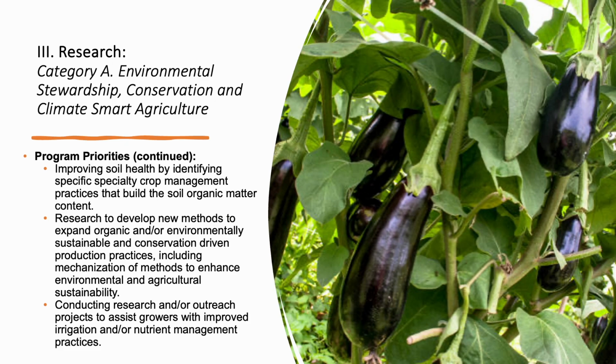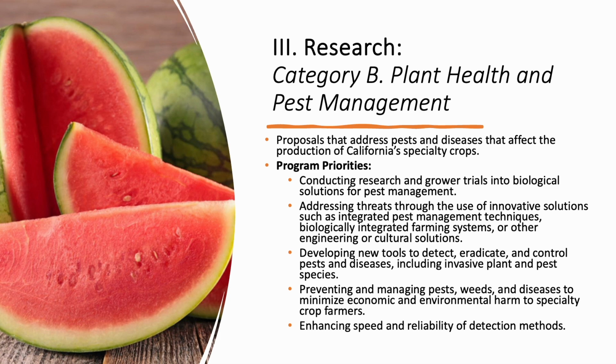Here are the other three program priorities for Research Category A. Funding Category B in the research funding area is called Plant Health and Pest Management. Proposals submitted to this funding category should address pests and diseases that affect the production of California specialty crops. There are 5 program priorities in this category.